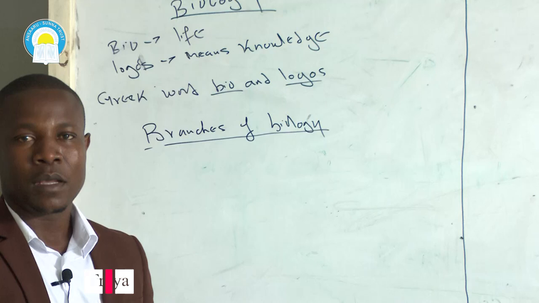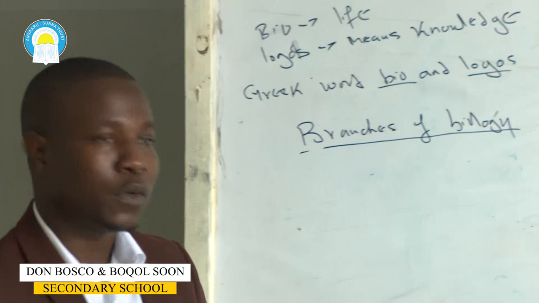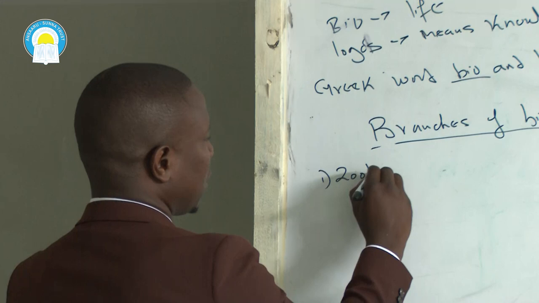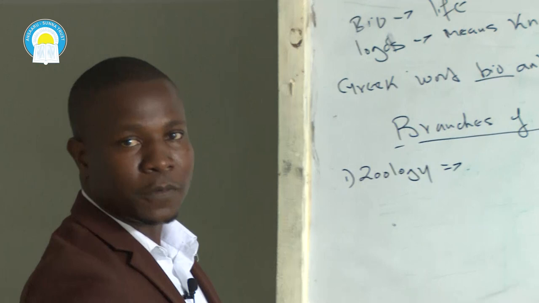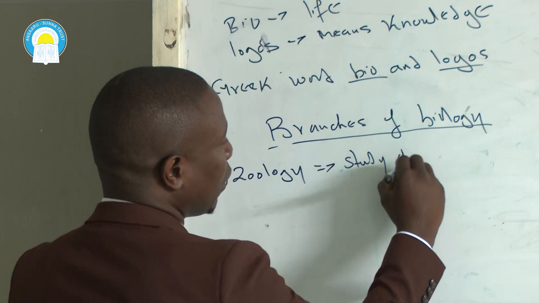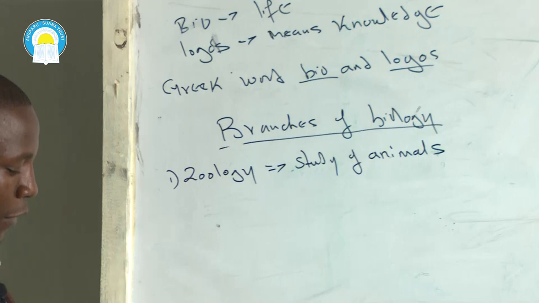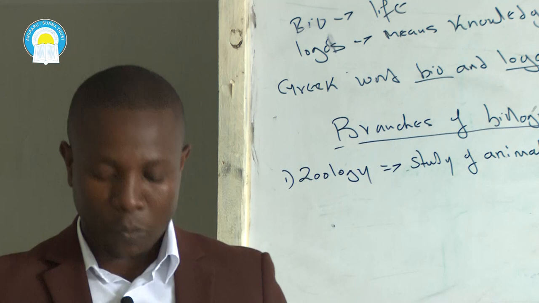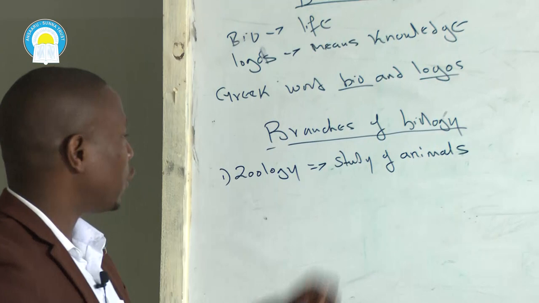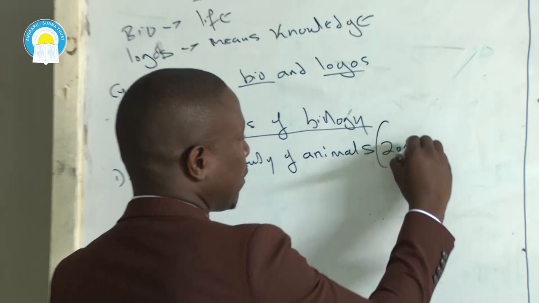Number one is called zoology. Zoology is the study of animals. And the person who studies zoology is called a zoologist. Zoologist is the person who studies zoology.